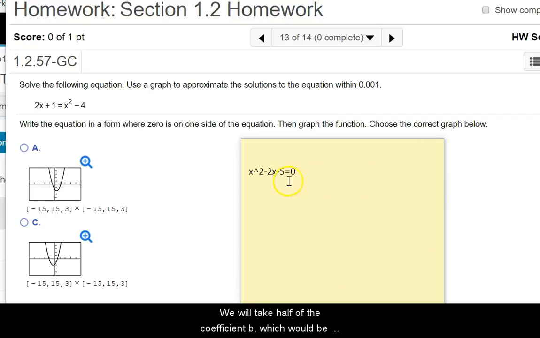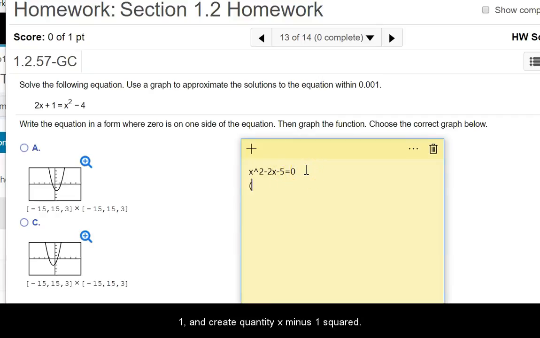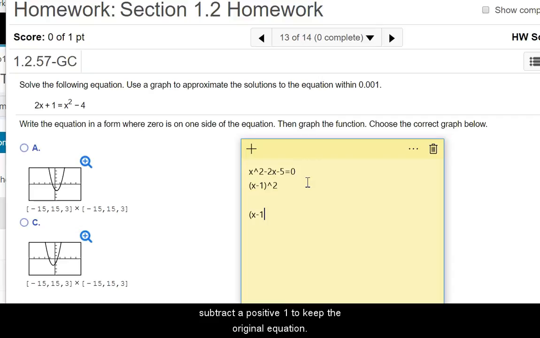We will take half of the coefficient b, which would be 1, and create quantity x minus 1 squared. When I replace x squared minus 2x with quantity x minus 1 squared, I added a positive 1, so I need to subtract a positive 1 to keep the original equation. This gives me quantity x minus 1 squared minus 6.